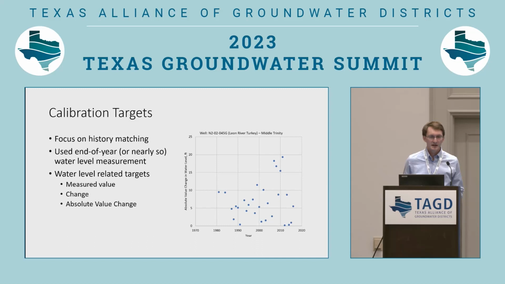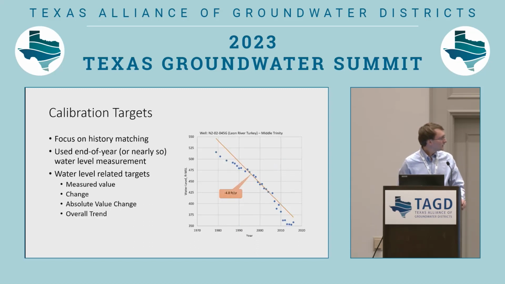The next is the same as before, but the absolute value of that. And this just kind of helps with the magnitude of what direction it's moving in. And we use the overall trend. So this is just looking at all the data from that target well and putting a linear line to it. And you can see here that, as a historical for all of the data in the well, it has a pretty good trend in one direction.